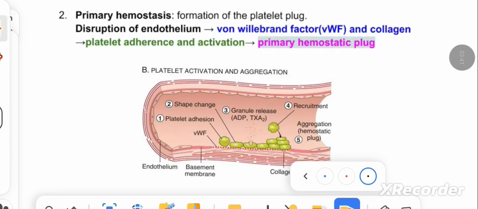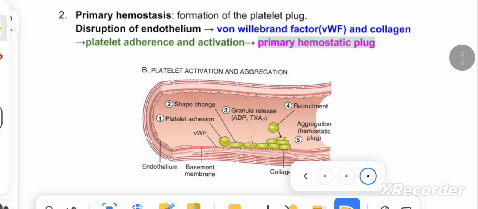Then the second step of hemostasis is primary hemostasis. That is the second step, which leads to formation of a primary hemostatic plug. Okay, so primary hemostasis leads to formation of a platelet plug. Okay, the first thing, we have this disruption of the endothelium. We have injury to the endothelium. Now that injury exposes what we call von Willebrand factor. So the von Willebrand factor, as well as the collagen, will activate the platelets. So once the platelets are activated, they'll adhere to each other.